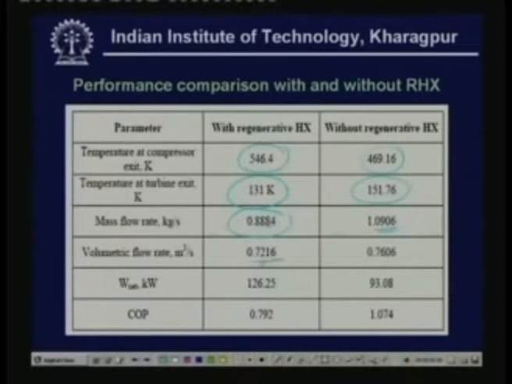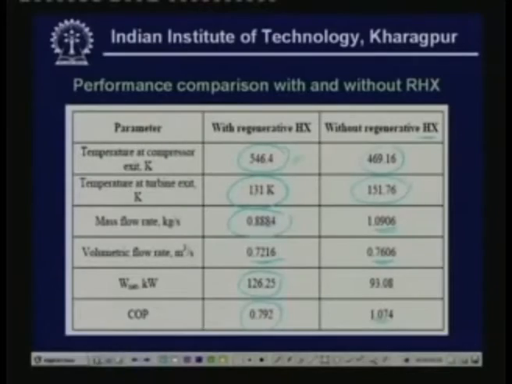Okay, and the required volumetric flow rate also reduces. That means basically you will be handling less amount of air. Okay, of course the penalty you will be paying is in the form of higher net work input because of the higher temperature at the compressor exit. You can see that net work input is much higher compared to the system without regenerative heat exchanger. As a result, the COP of the system with regenerative heat exchanger is less compared to the system without it. So basically you have to make a trade off between the mass flow rate, volumetric flow rate and COP, and justify the use of regenerative heat exchanger, right. So this is a way to solve the typical problems in refrigeration and air conditioning.